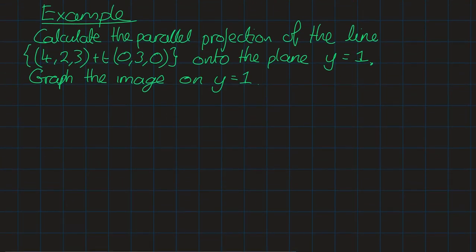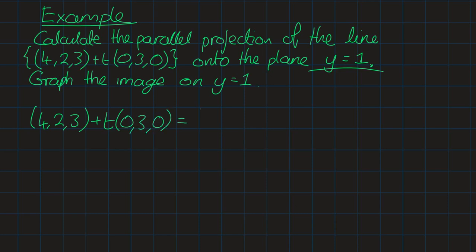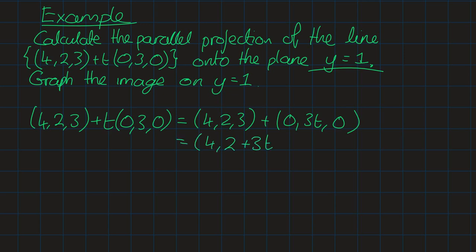This example is a very similar looking question. Calculate the parallel projection of the line 4, 2, 3 plus t times 0, 3, 0 onto the plane y equals 1 and graph the image on y equals 1. So again, the first thing you do is you rewrite the parameterization. I have this, which is equal to 4, 2, 3 plus 0, 3t, 0, which is equal to 4, 2 plus 3t, 3.